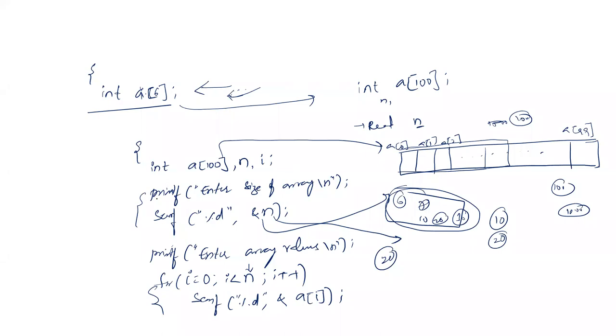But here, what is going to happen is, once you write this A of 100, 100 memory locations are going to be allocated for A of 100, and in that you're going to use only the n elements that you declare. So you have to ensure that the array size you declare is high enough to use.